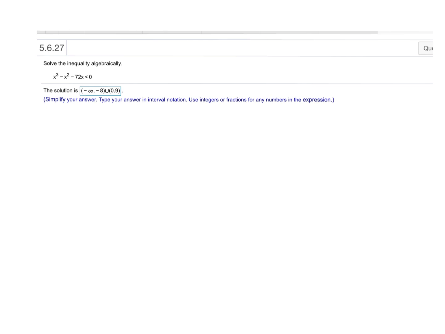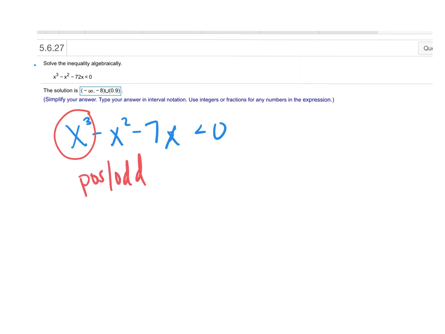From the previous chapter, when we talked about leading coefficient, the leading coefficient in this equation, x cubed minus x squared minus 72x is less than 0, is the term sitting in the front. Notice that it is positive and it is odd. So this is a positive odd graph. Positive odds start down and finish up.